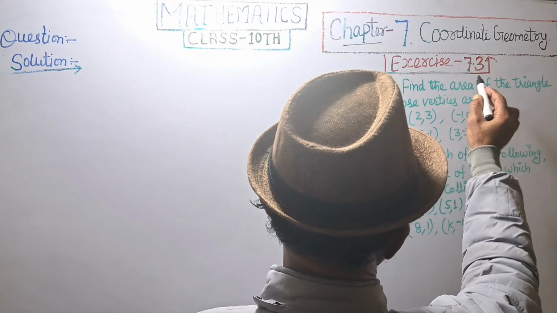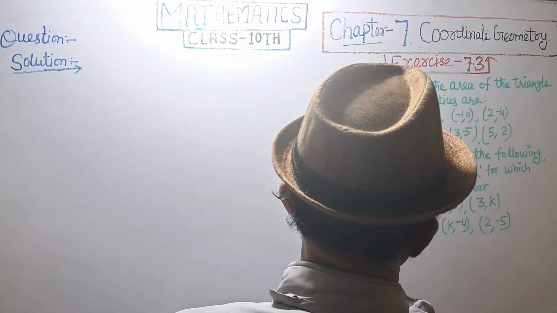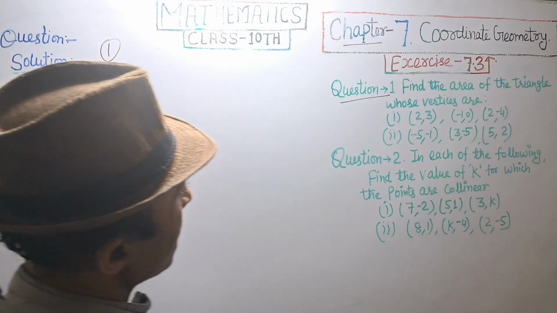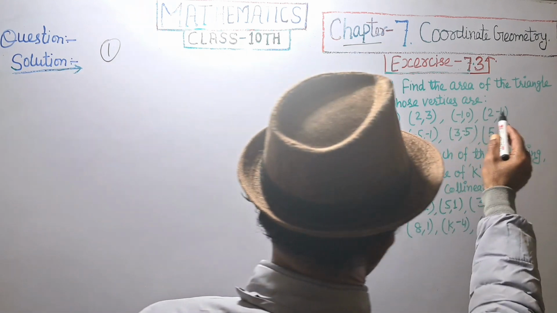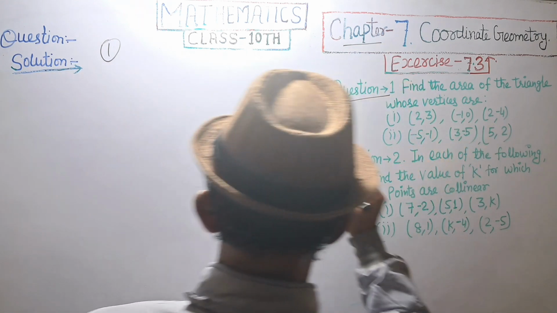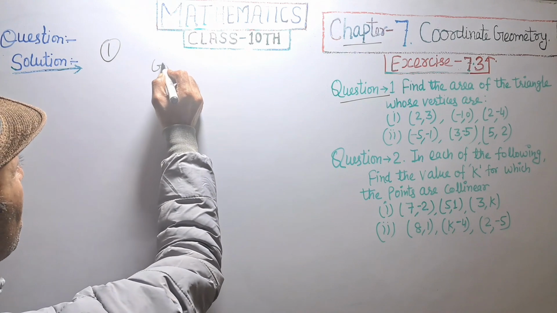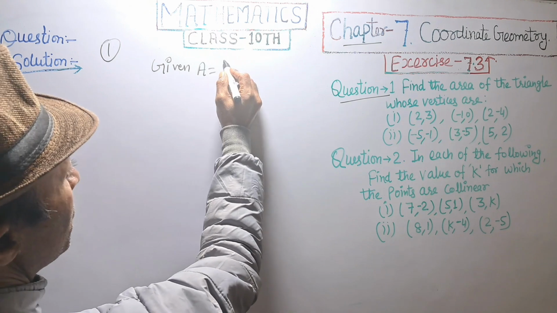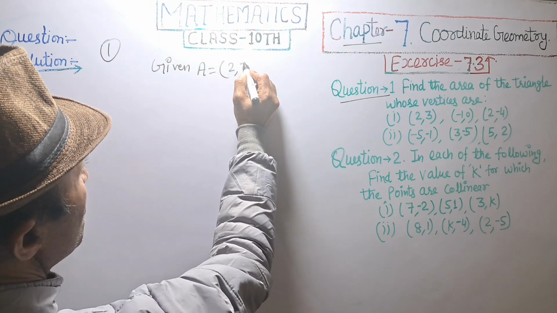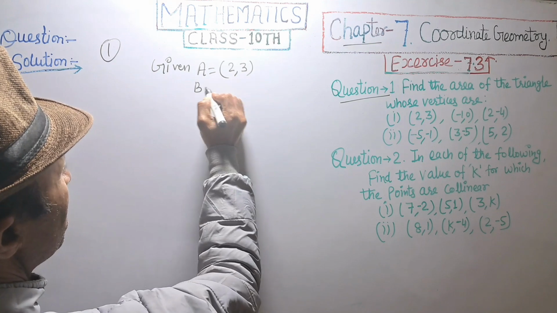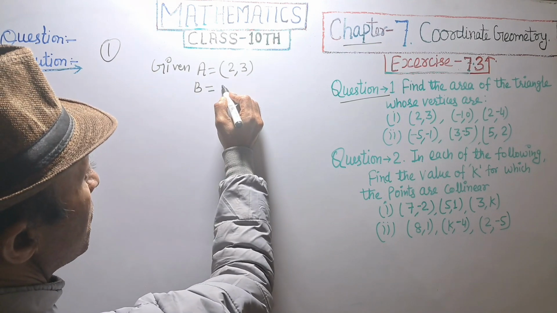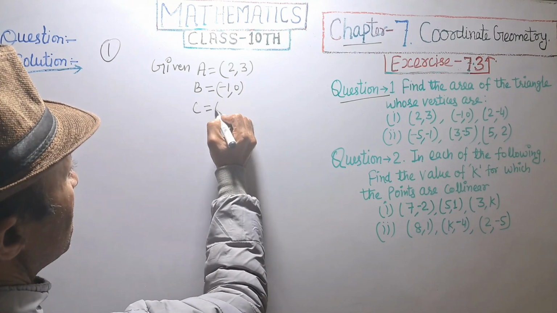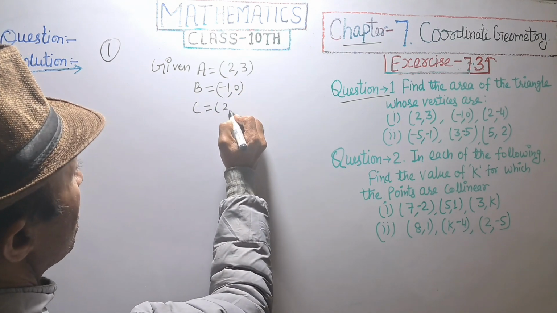Exercise 7.3, question number first. Find the area of the triangle whose vertices are given. Given A is equal to (2, 3), B is equal to (-1, 0), and C is equal to (2, -4).